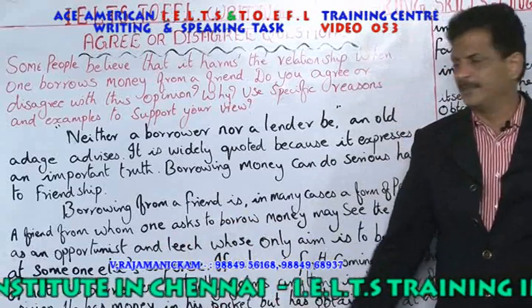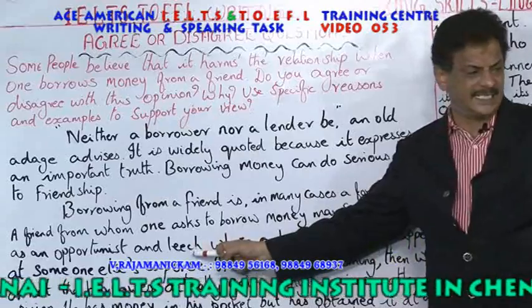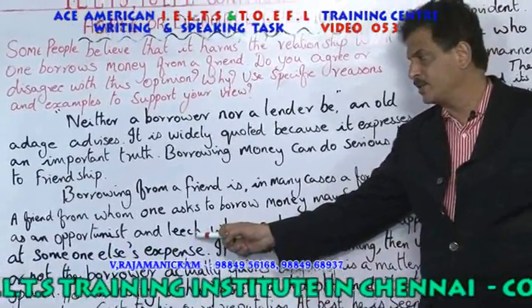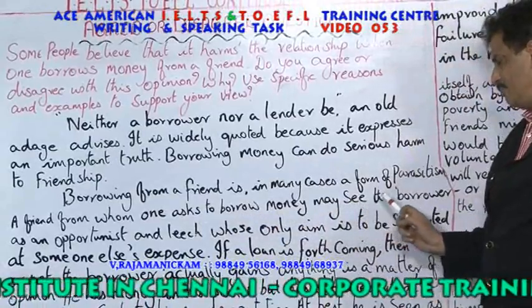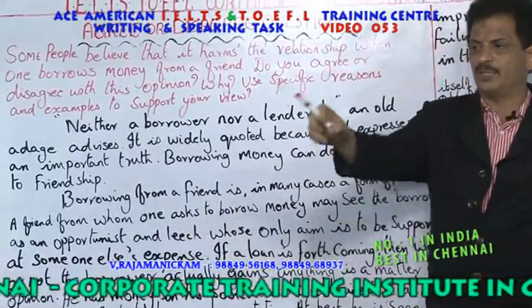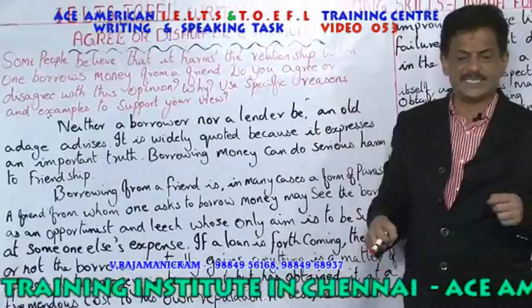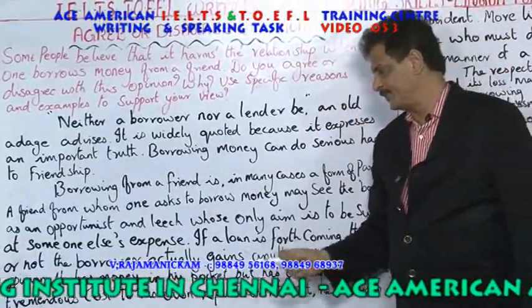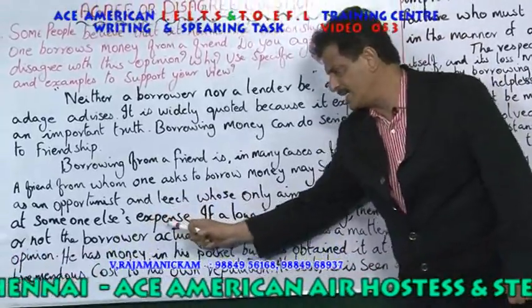What do you mean by leech? A leech lives on the support of somebody else. A leech is also like a parasite. So a friend from whom one asks to borrow money may see the borrower as an opportunist and a leech. So, you are a person who comes and asks me for money, then I think you are an opportunist. You are a leech, whose only aim is to be supported at someone else's expense.